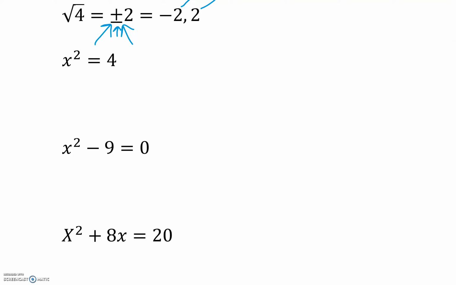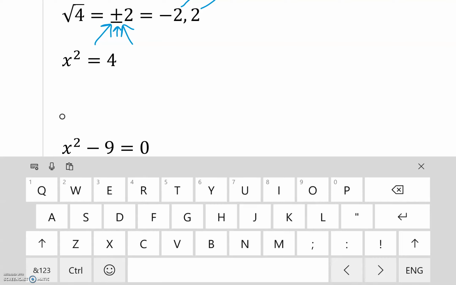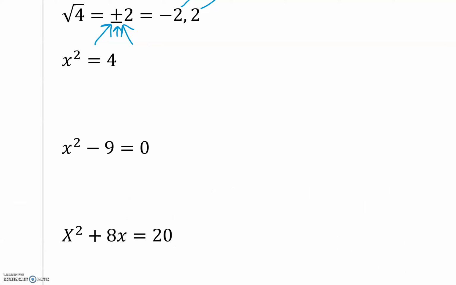Alright, let's do some basic examples and work our way up. Here, if we're just trying to solve for x, what we can do is take the square root of x squared and the square root of 4. We're doing the same thing to both sides. That allows us to cancel the square root with the square, which allows us to write just x equals the square root of 4, which means x is positive 2 or negative 2, just like the last question.